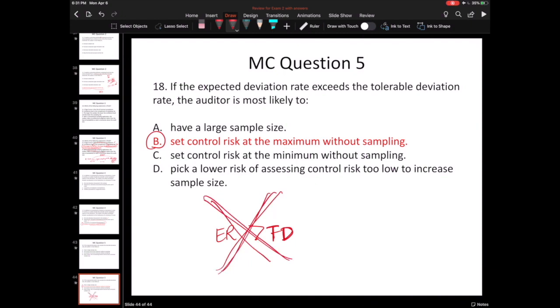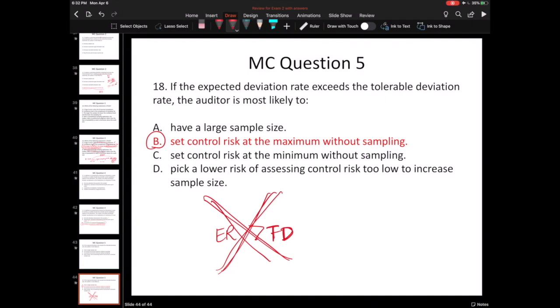That is not a scenario that should ever exist, because if your expected deviation rate exceeds your tolerable deviation rate, basically what you're saying is, I am going into this control test expecting this control to fail. You would not want to go into a control test expecting the control to fail beforehand. You would want the control to succeed, or expect the control to succeed if you're spending your time testing it.